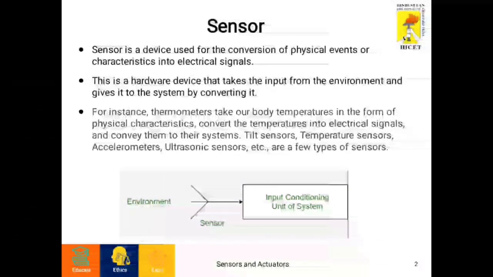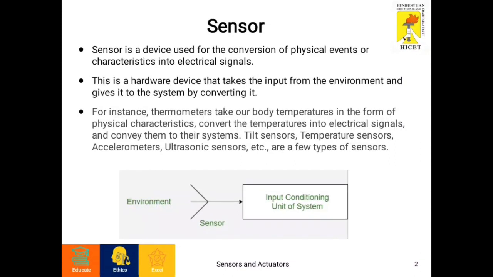For instance, thermometers take body temperature in the form of a physical characteristic, convert the temperature into electrical signals, and convey them to their systems. Tilt sensors, temperature sensors, accelerometers, ultrasonic sensors, etc. are a few types of sensors. Here, the environment, through a sensor, gives input to the conditioning unit of the system.